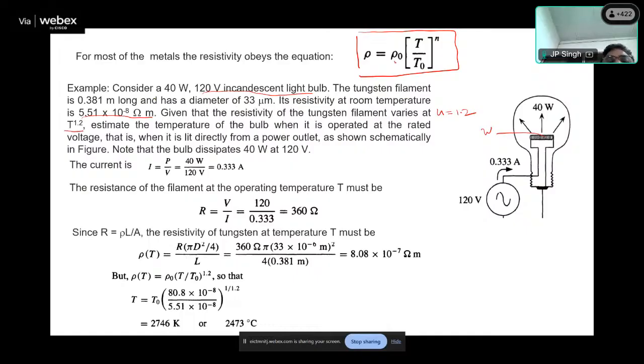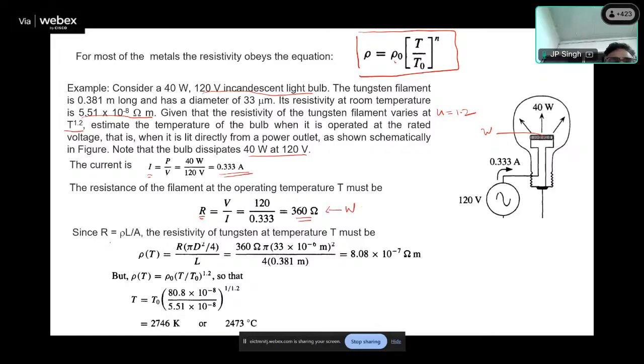Rated voltage means it is operating at 120 volt. So now you know that the bulb is dissipating 40 watt at 120 volt. I can easily figure out the current, which is power divided by voltage: 40 watt divided by 120, which comes out to be 0.333 ampere. This is the current flowing in the tungsten. The resistance is simply V by I. I input the voltage of 120, and that gives me the resistance of the tungsten filament.